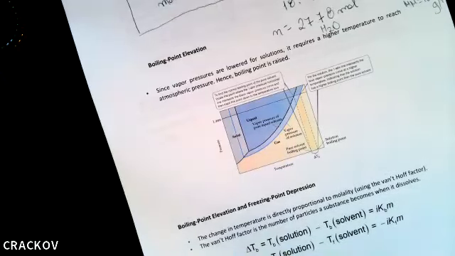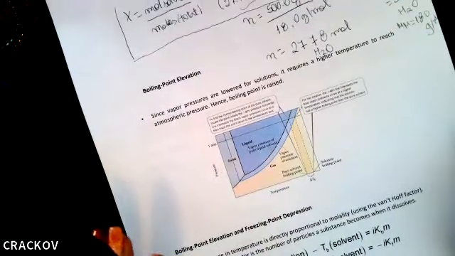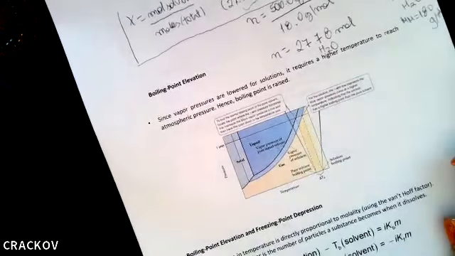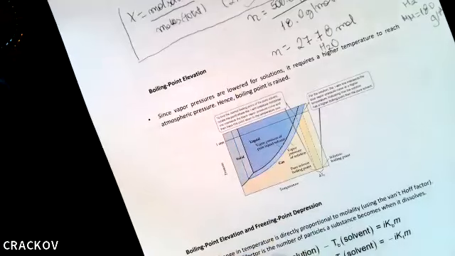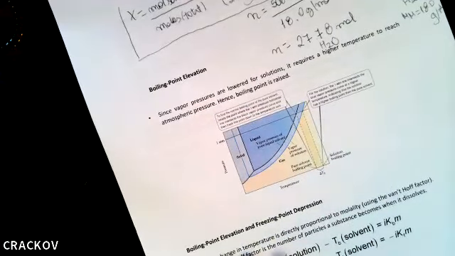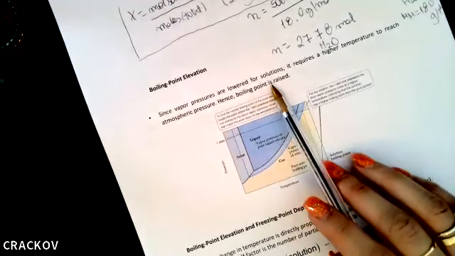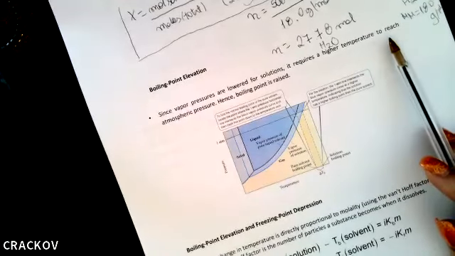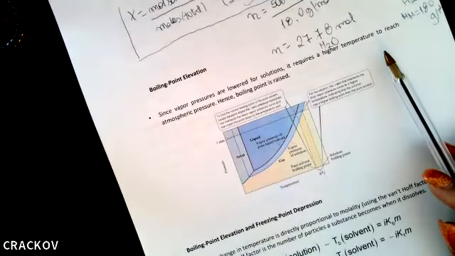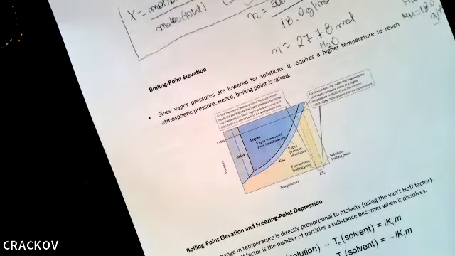Okay, let's continue here with chapter 13. So still talking about colligative properties. Now let's talk about the boiling point elevation. Since vapor pressure is lowered for solutions, it requires a higher temperature to reach atmospheric pressure. So hence boiling point is raised.